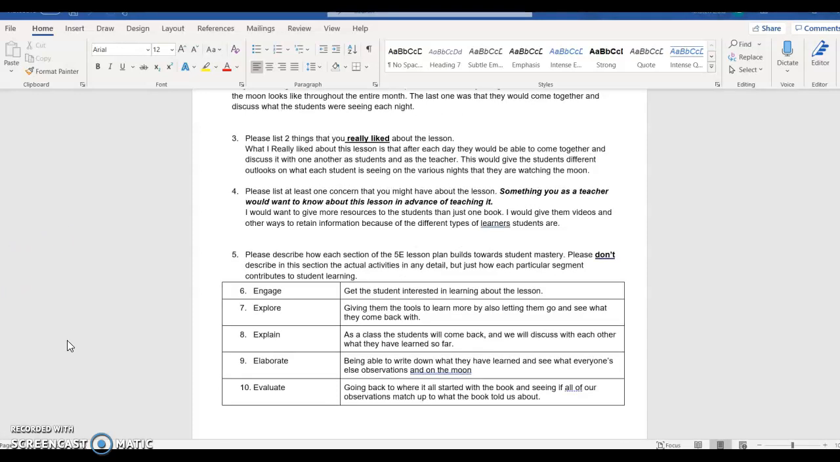And then the next question is what I personally really liked about this lesson. They would each come together and discuss what every student saw as well as with the teacher. This would give the students different outlooks and let them see what other students are seeing on the various nights that they would be watching the moon.